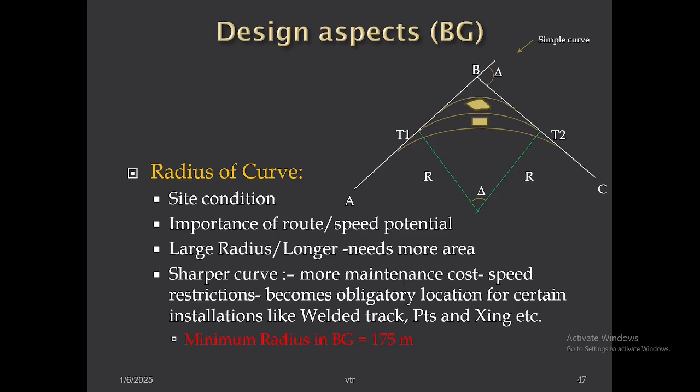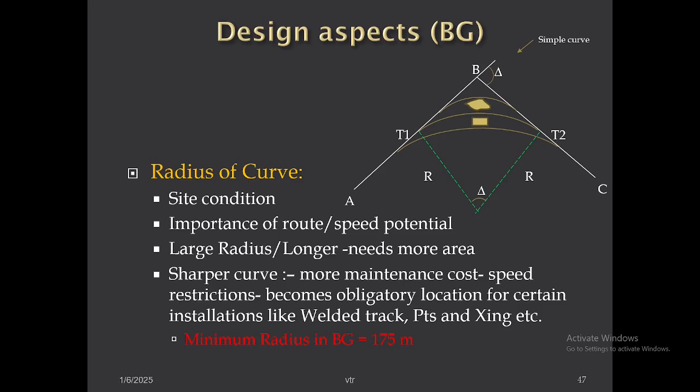In general, normally, we will prefer curves of 2 degree and flatter only, because the sharper the curve, the more maintenance cost, more wear and tear will take place, and also, I told you, speed restrictions. You cannot go for long welded rail track sometimes, and also when we have points and crossing, where one track takes off from the curve, then there will be some limitations.